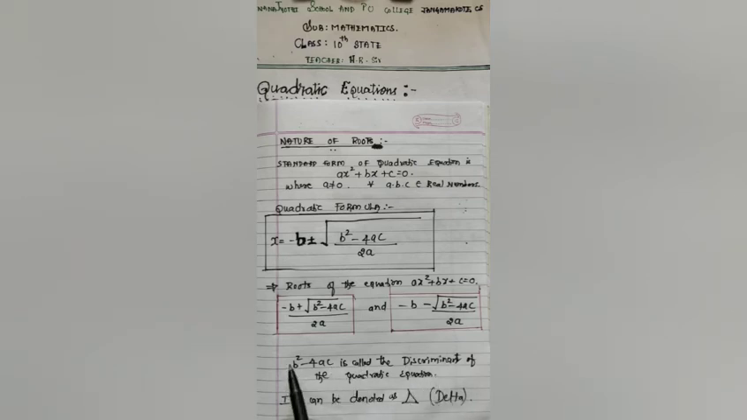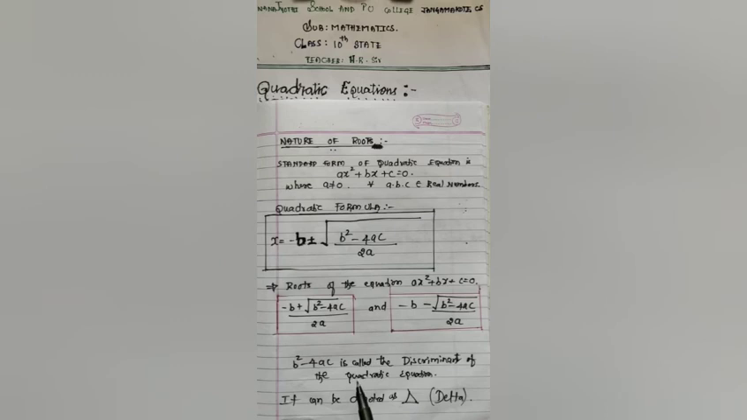Right? So b square minus 4ac is known as the discriminant of the quadratic equation. This is the discriminant of the quadratic equation. If b square minus 4ac is equal to 0, this whole term is equal to 0, then the roots of the given quadratic equation are minus b by 2a and minus b by 2a. It has two equal roots, right, children?